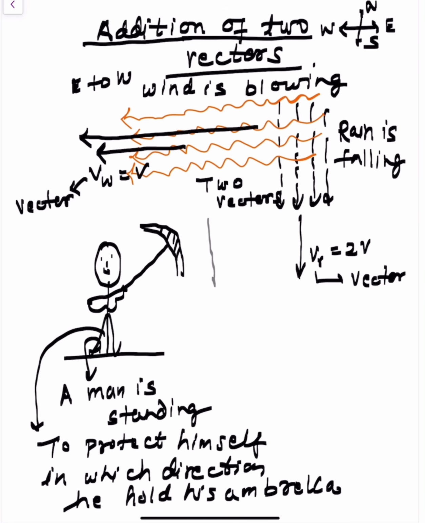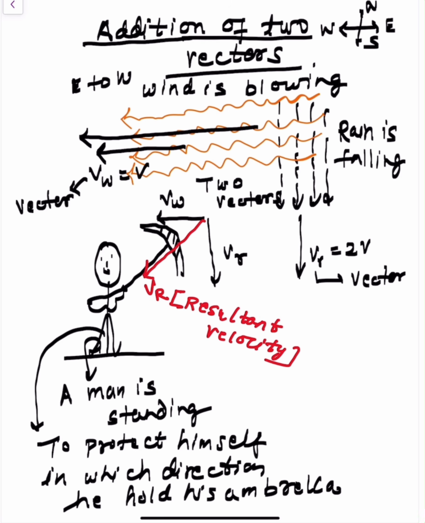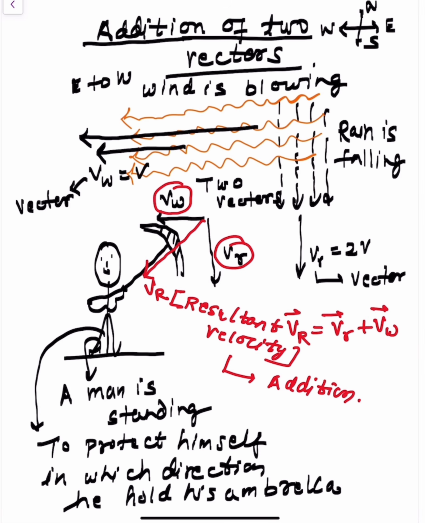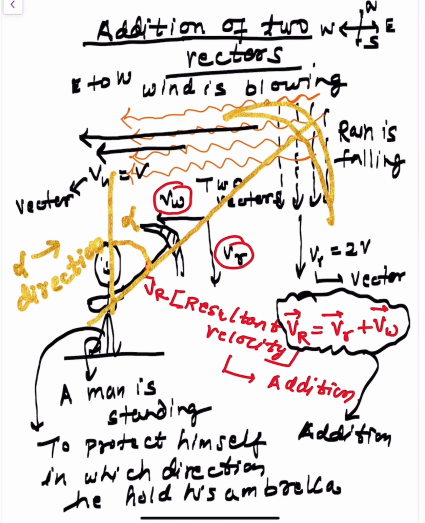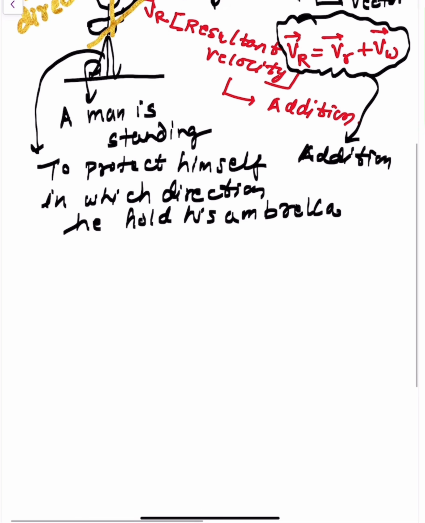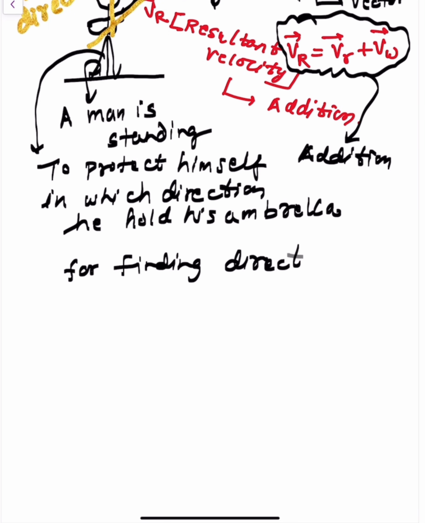A man is standing, and to protect himself, in which direction will he hold his umbrella? Now two vectors are there, velocity of rain and velocity of wind, and using these two vectors we will be able to get the resultant vector. This resultant vector will be the position of holding the umbrella. So in the question they're asking in which direction a person will hold his umbrella. It will come because of vector addition, velocity of rain plus velocity of wind.